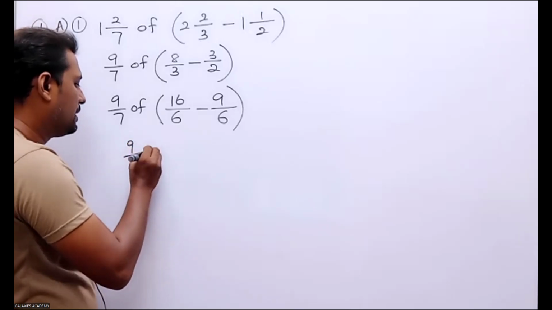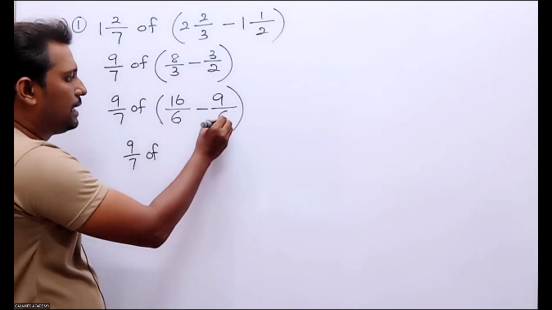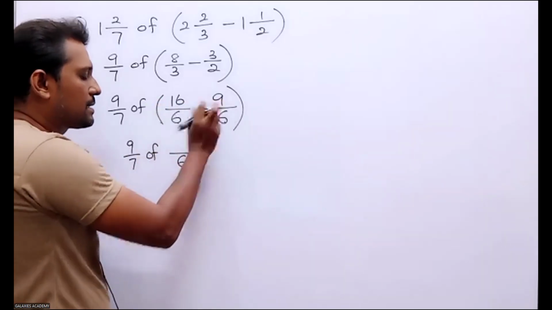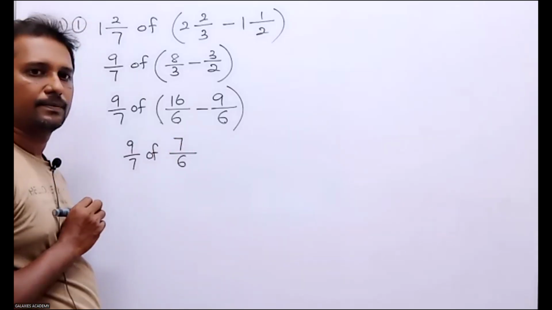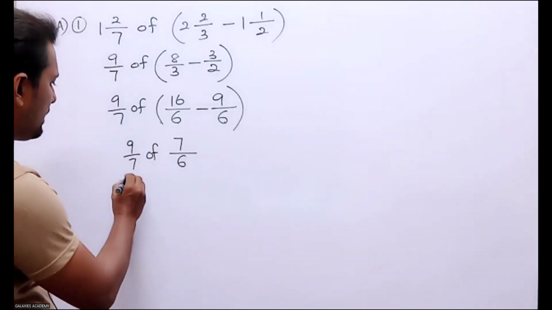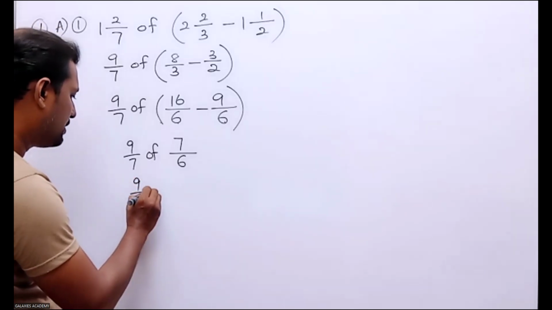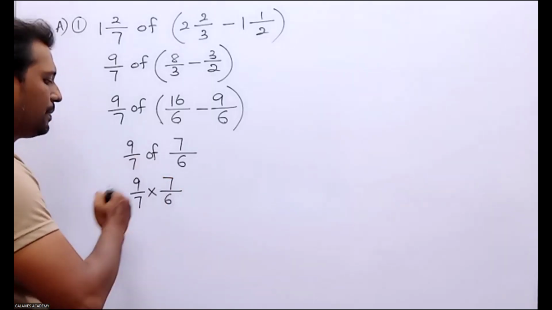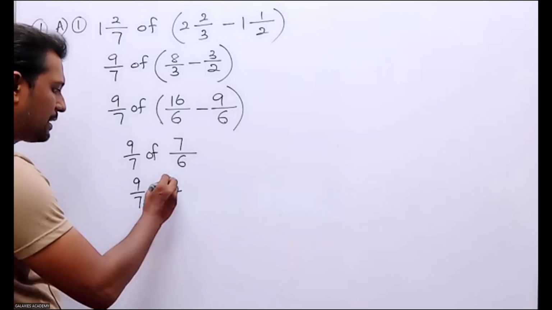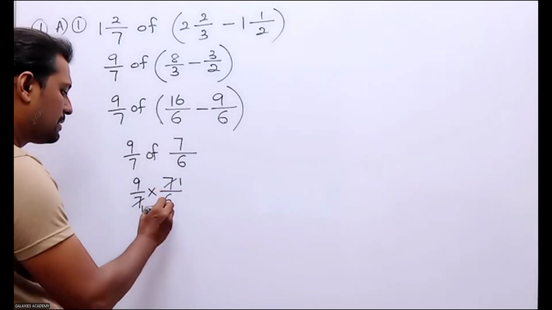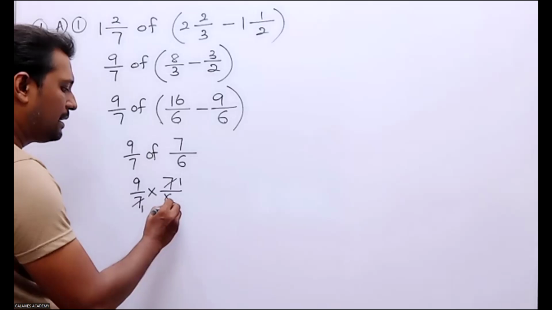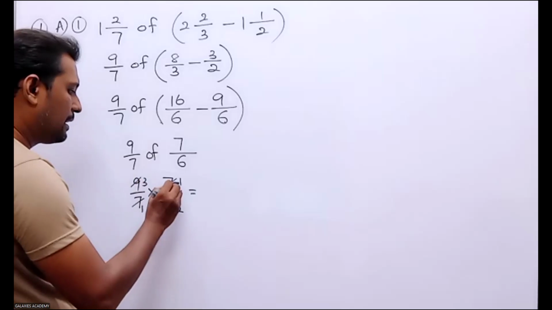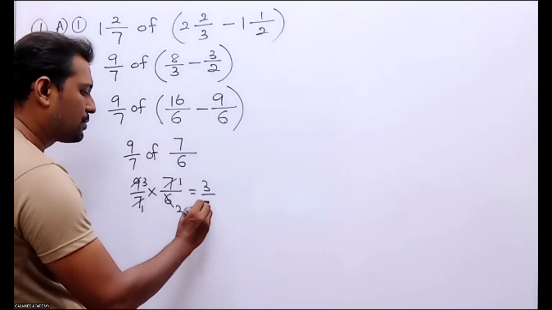9 over 7 of, the denominators are equal. So the denominator is 6. 16 minus 9, 7. Right? Then I can do the mathematical operation of multiplication. Then numerators and denominators you can simplify. 7 and 7 I can divide by 7. 6 and 9 also you can divide by 3. So what is the answer? 3 times 1, 3. 1 times 2, 2.